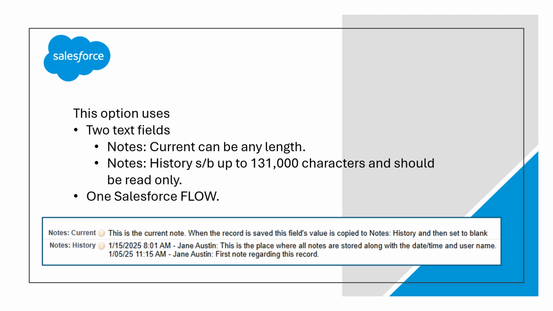I used notes current for the user's current notes, and the text field for this can be any length desired. For the audit field, I used notes history, a long text field which allows 131,000 characters. The notes history field needs to be set as read-only.